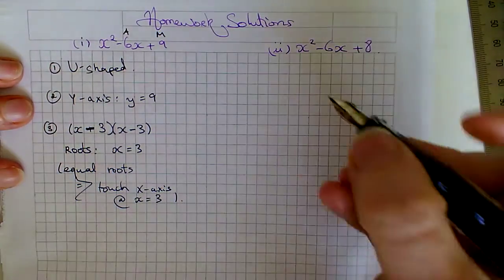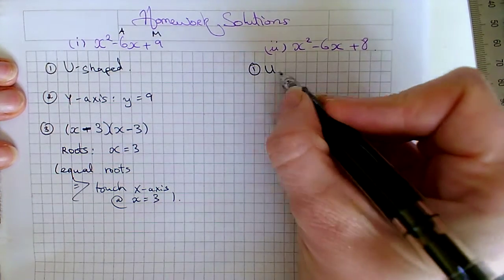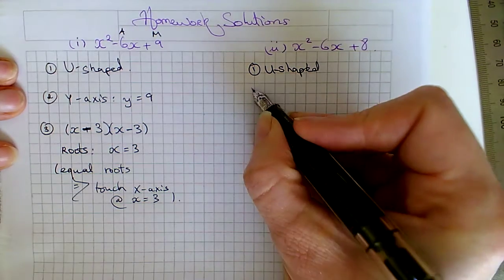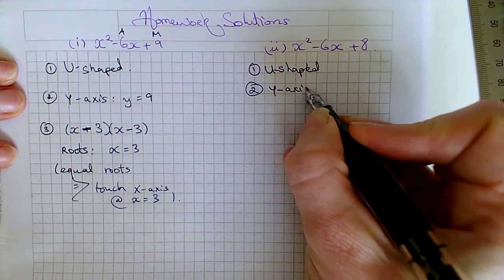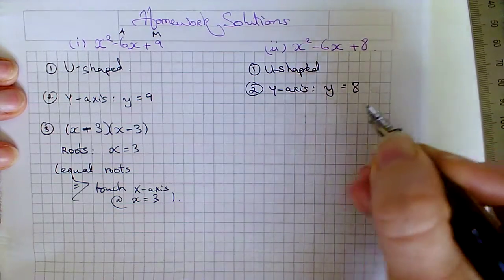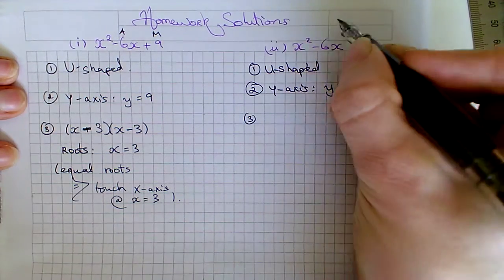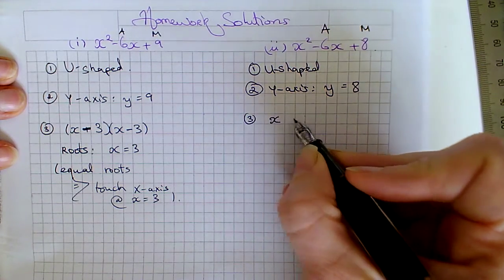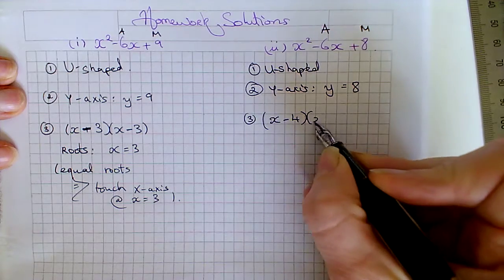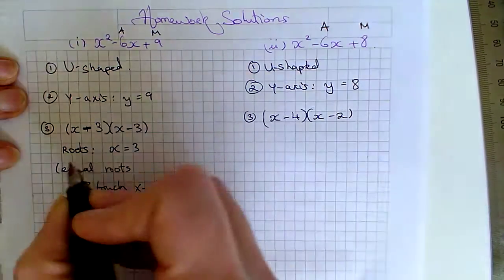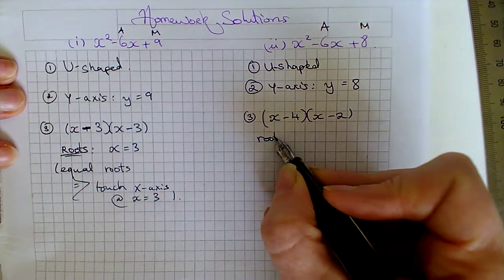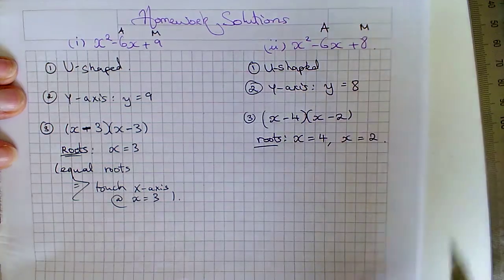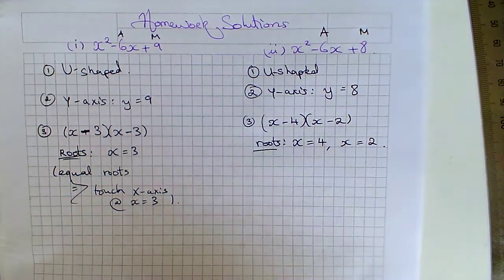I'm just going to go through the same process with this one. So again, it's U-shaped because x squared is positive. It goes through the y-axis at y equals +8. And my roots, I'm looking for something that adds to give me a -6 and multiplies to give me a +8. So we've got x - 4 and x - 2, meaning that I have distinct roots, real distinct roots at x equals 4 and x equals 2. Okay, so let's sketch these on the same graph.